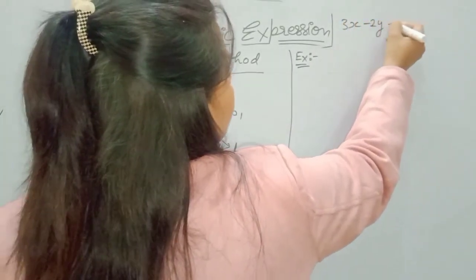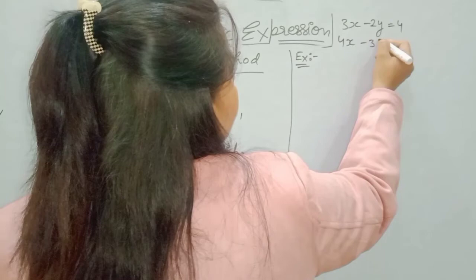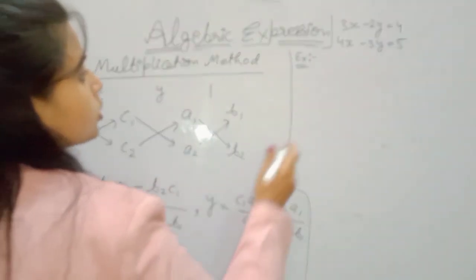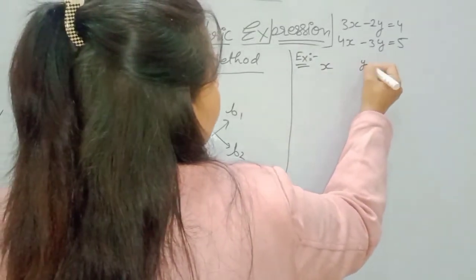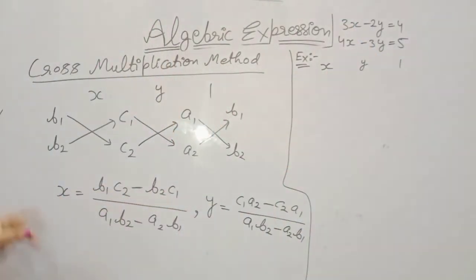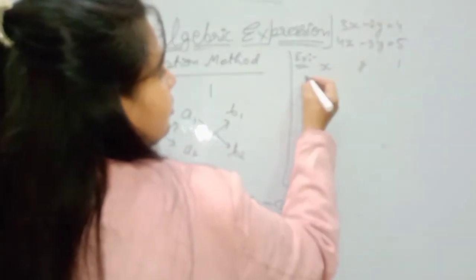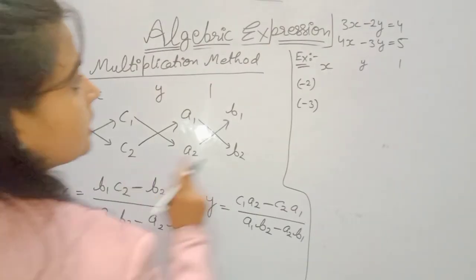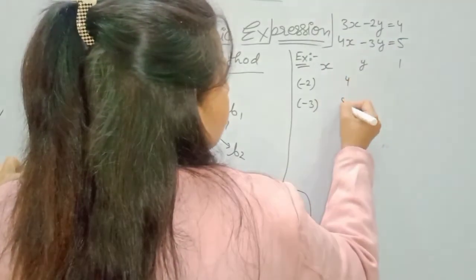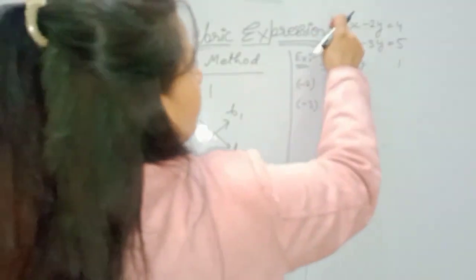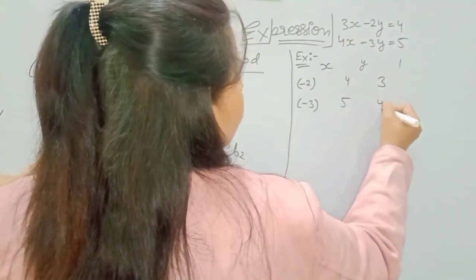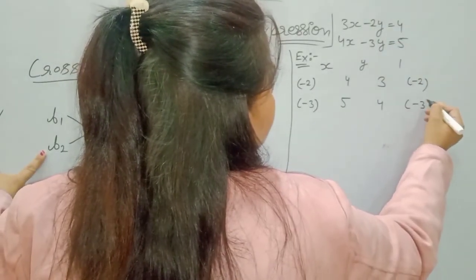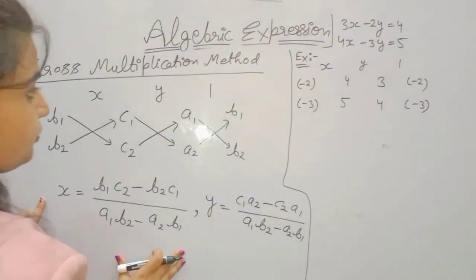3x minus 2y is equal to 4, 4x minus 3y is equal to 5. Firstly, write in this way. This is your cross multiplication way. Okay, so here is x, then y and 1. So firstly we have to take b1, b2. What is b1 here? b1 is minus 2 and b2 is minus 3. Then we have to take c1, c2. What is c1 here? c1 is 4 and c2 is 5. Then we have to write a1, a2. a1 is 3 and a2 is 4. Then again we have to write b1, b2. So b1 is minus 2 and b2 is minus 3. So use it here. Okay.